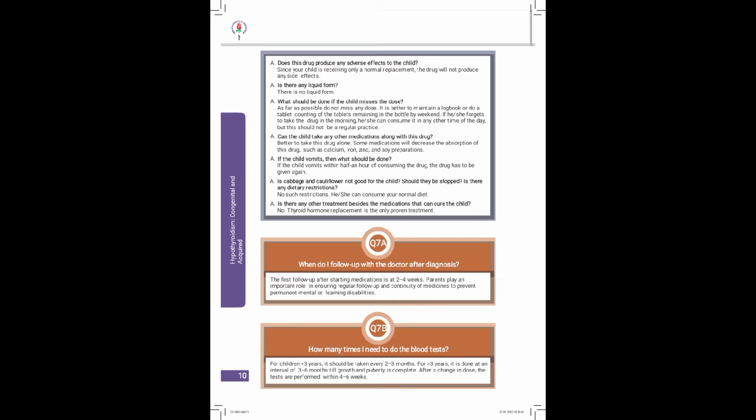Can the child take any other medication along with this drug? It is better to take this drug alone. Some medications will decrease the absorption of this drug, such as calcium, zinc, soy preparations, and also iron tablets. So, it is better to avoid them while taking this drug. If the child vomits, then what should we do? If the child vomits within half an hour of consuming this drug, then the dose has to be repeated.